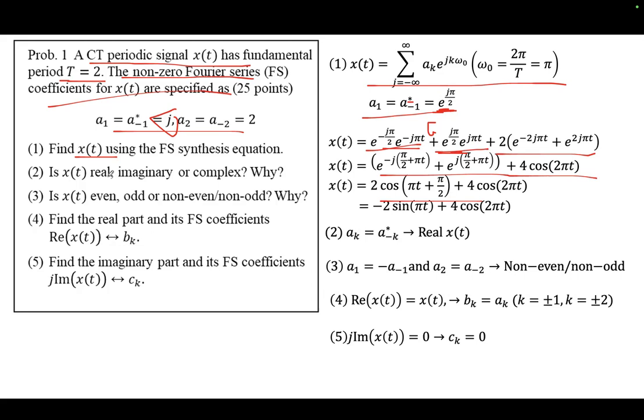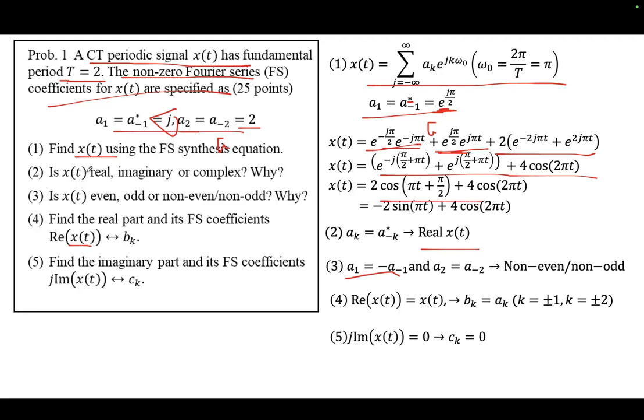And here: is x(t) real, imaginary, or complex? Actually, you can see for this one, A_k equals A negative k conjugate. Am I right? Because this one is real, there is no imaginary part. Of course, A2 equals A negative 2 conjugate. So it is a real signal. Is it even, odd, or non-even non-odd? Actually, you can see here A1 equals negative A negative 1, A2 equals A negative 2. So what does that mean? It's non-even, non-odd.